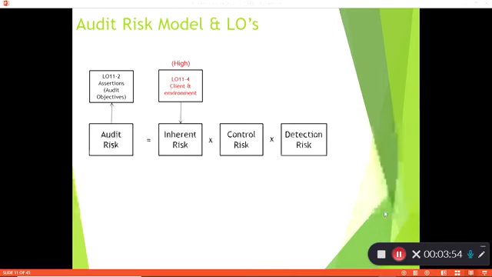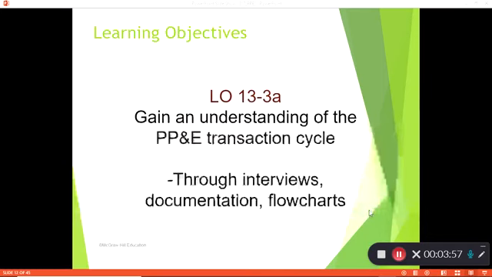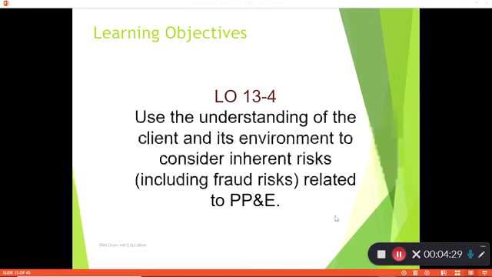So our next learning objective that we're going to go through is thinking about inherent risk. They put gaining an understanding of this transaction cycle and the internal control piece into one learning objective, but essentially gaining an understanding of the PP&E transaction cycle is going to help us with our inherent risk, using interviews, documentation, flow charts, all that good stuff. So we've got to gain the understanding and then use it towards evaluating inherent risk.